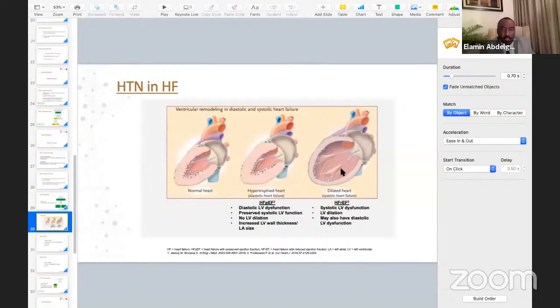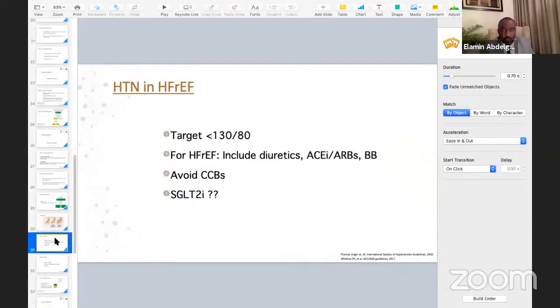And HFrEF is the more commonly presented in clinical practice, and the patient will be complaining of it. So hypertension with HFrEF, target less than 130 over 80, there is no difference. The treatment should include diuretics, RAS blockers, and beta blockers. We need to avoid calcium channel blockers in this particular group of patients.